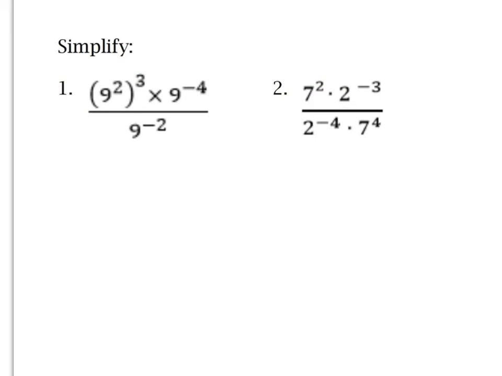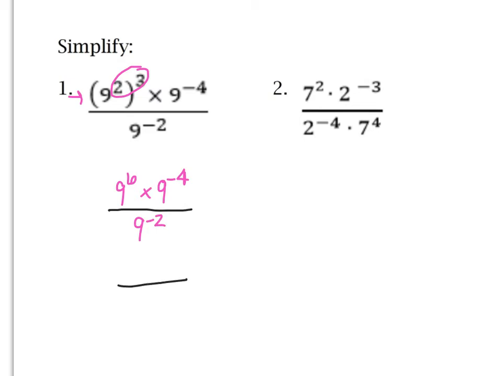Again, these are the same problems as what we just did, but we're going to use our integer rules instead for this shortcut. So for this first one, I see that I have all like bases. I see that, again, my numerator I can simplify. First, I have this power to power, so I'm going to multiply. It's going to become 9 to the 6th times. I'm going to bring down everything else, 9 to the -4th over 9 to the -2nd.